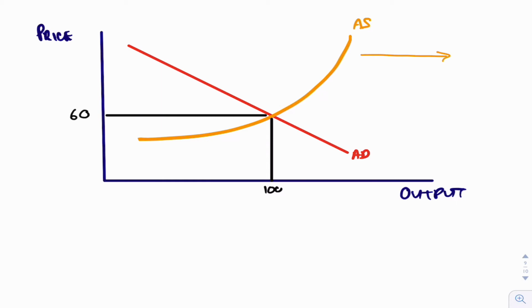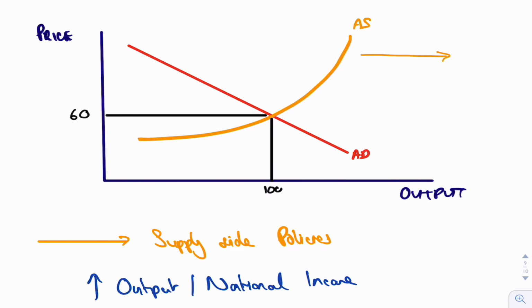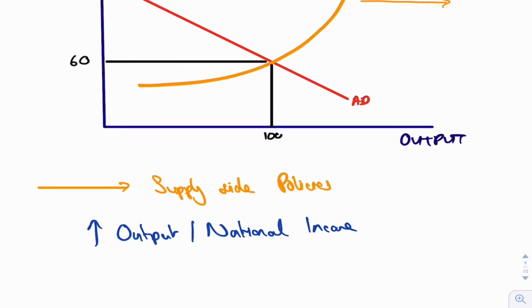Okay, and hopefully you can see if you create more, we move it to the right, then we'd have more output, wouldn't we? But we'd also have a lower price. So, supply side policies, trying to push them to the right, would increase the output, increase your national income, and also decrease inflation. So that's a good thing.